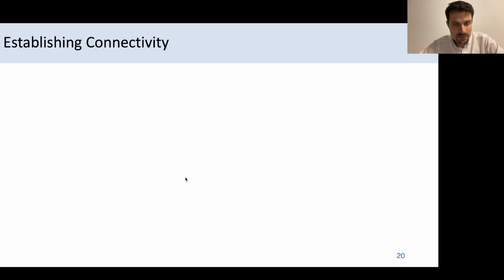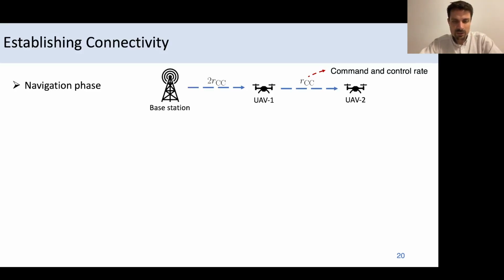So before formulating the problem, let's have a closer look at how connectivity is established between the terrestrial infrastructure and the user. So we can distinguish 2 phases. The first one is the navigation phase. Here the UAVs take off and fly to the positions that they need to adopt in order to communicate or to serve the user, right?